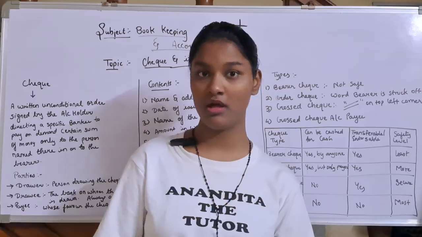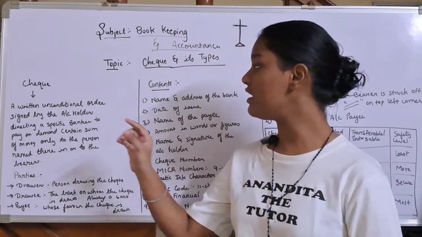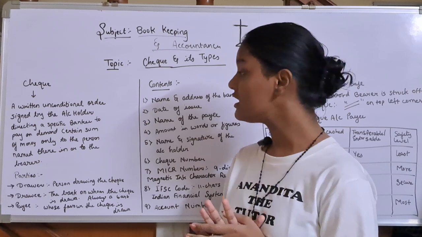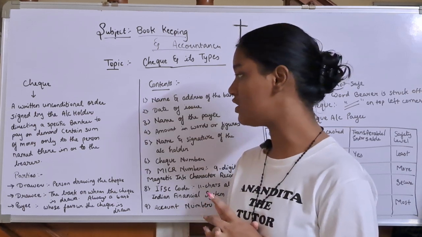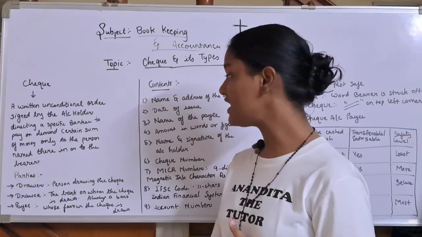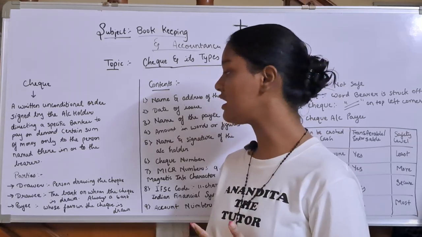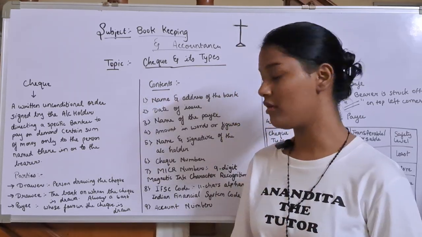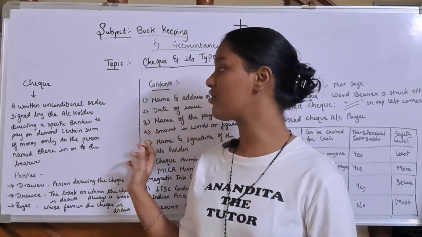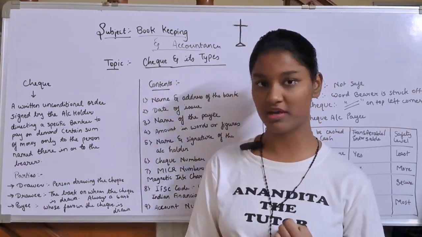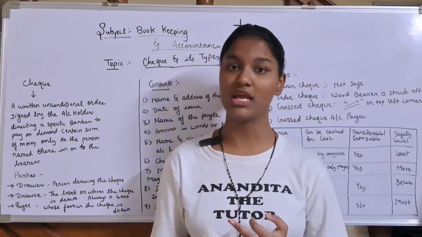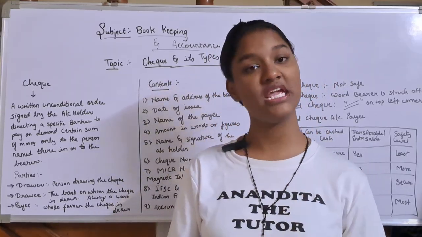So what is a check? A check is a written unconditional order signed by the account holder directing a specific banker to pay on demand a certain sum of money only to the person named therein or to the bearer. So what does it basically say? It is a written unconditional order. Okay, so it is written form, therefore it is said written. Unconditional order meaning it does not depend on any event.